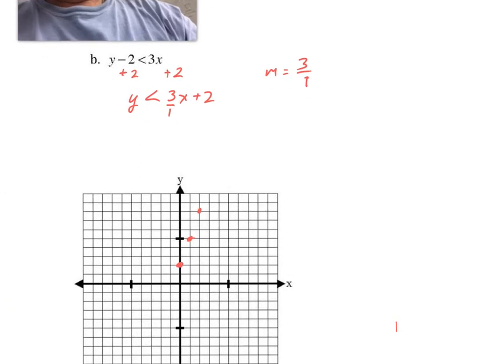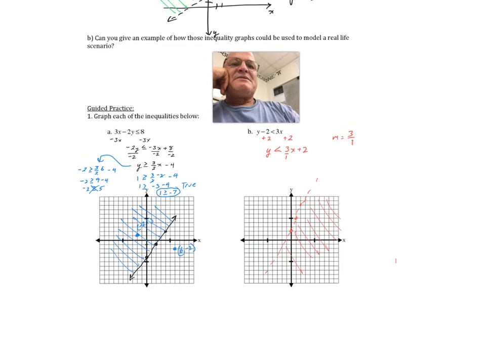So it's going to be a dotted line. And is it going to be greater than or less than? It's going to be less than. All right, there you go. Done. Next. Okay, and then I think we're on the next page, right?